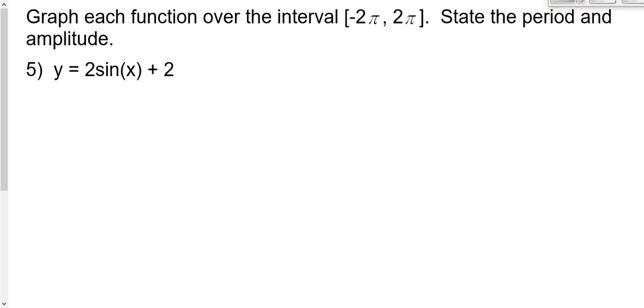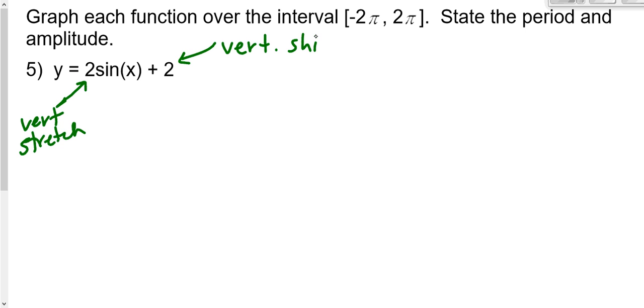Number 5. We have here a vertical stretch because of that 2 right there, twice as tall. And we also have a vertical shift up 2 because of the +2 at the end. So twice as tall and up 2.